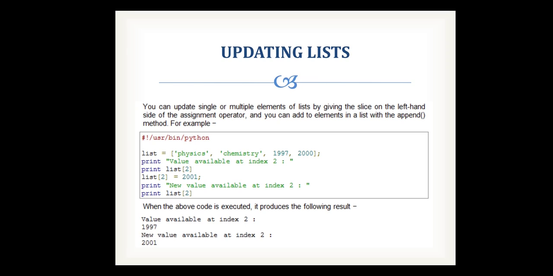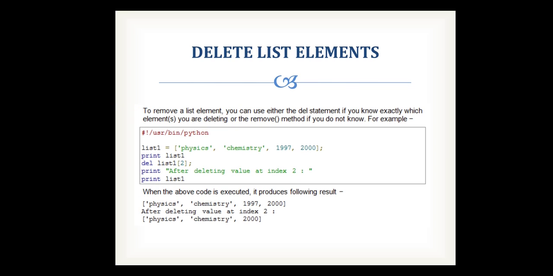So this way we are going to update the list. Okay, next, delete the list elements. To remove a list element, you can use either a del statement if you know exactly which element you are deleting, or you can use the remove method if you do not know. Okay, so for example, we see there is a list.